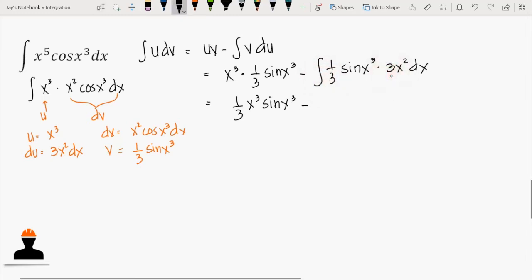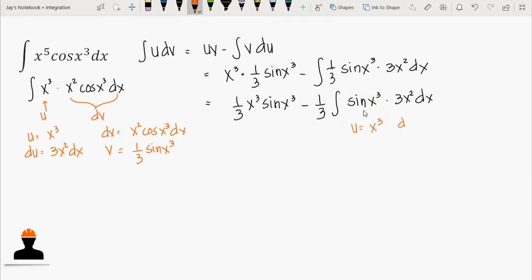Okay, but I opt to move 1/3 outside of the integration, since this 3 here may be useful in integrating sine x cubed. So we have the integration of sine x cubed times 3x squared dx. So we can integrate sine x cubed here, by which our u is equal to x cubed, our du is 3x squared dx. Okay? If this is our u, then this entire term is our du. So we have already satisfied the required du.